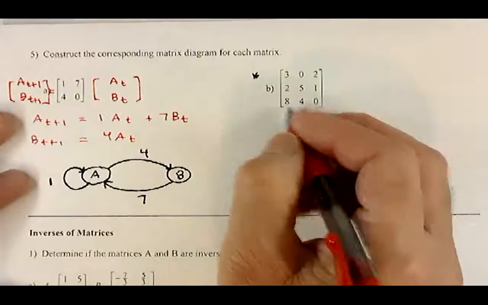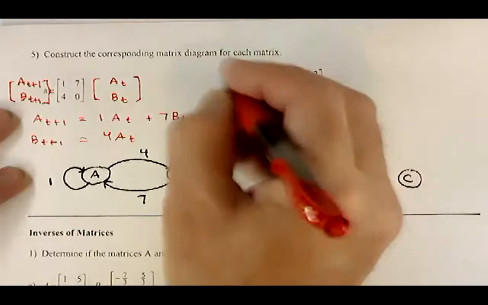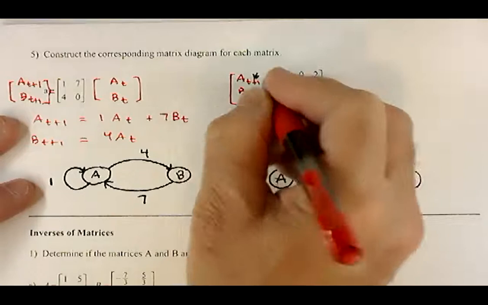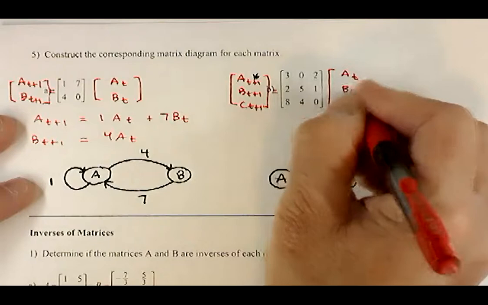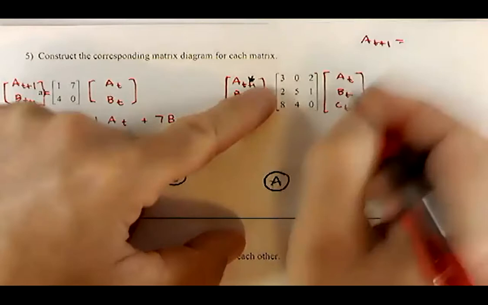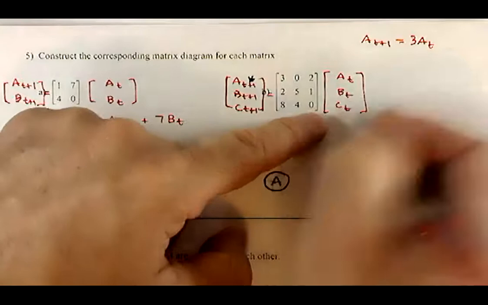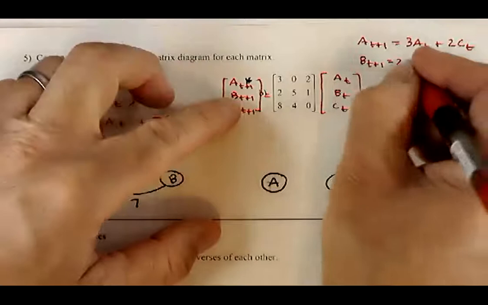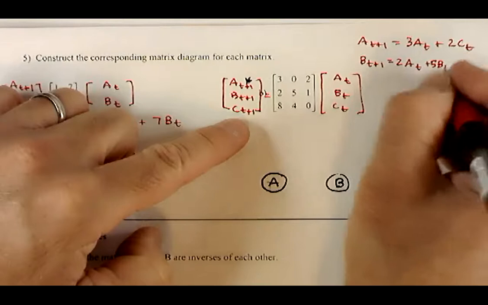I think this is really helpful. I guess the goal would be at some point to be able to just look at these numbers and be able to draw those arrows, but I find it helpful to write out the equations, right? This is A sub t plus 1, B sub t plus 1, and now we have a C sub t plus 1 equals this matrix times A sub t, B sub t, C sub t. So one equation I would have, I'm going to write it up here, A sub t plus 1 is equal to 3 A sub t, 0 B sub t, and 2 C sub t. B sub t plus 1 is equal to 2 A sub t plus 5 B sub t plus 1 C sub t.